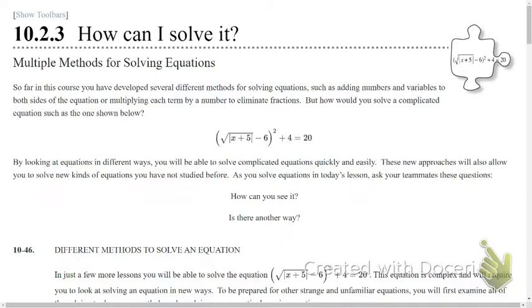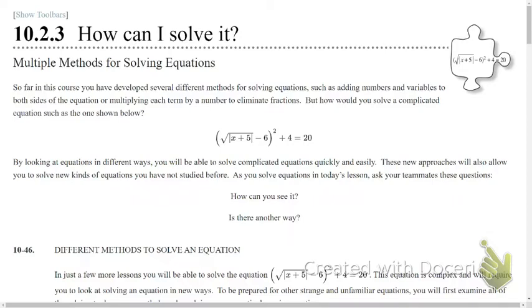It says, so far in this course you've developed several methods for solving equations, such as adding numbers and variables to both sides of the equation, or multiplying each term by a number to eliminate fractions. But how would you solve a complicated equation such as the one shown below? By looking at equations in different ways, you will be able to solve complicated equations quickly and easily. These new approaches will also allow you to solve new kinds of equations you have not studied before.